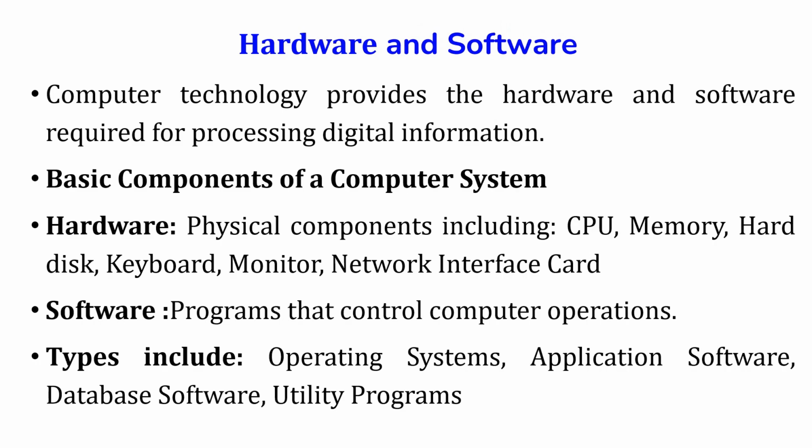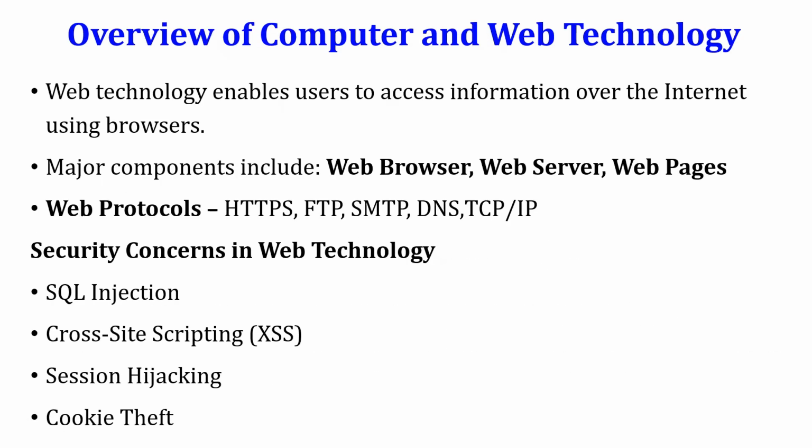So as I told you, the hardware and software components that are involved, the physical components including CPU, memory, hard disk, keyboard, monitor and network interface card falls under the hardware devices or hardware components. When we touch upon the software, it is all the programs that control the computer applications or operations. So this includes the operating system and application software, utility programs and database softwares that helps in carrying out these activities.